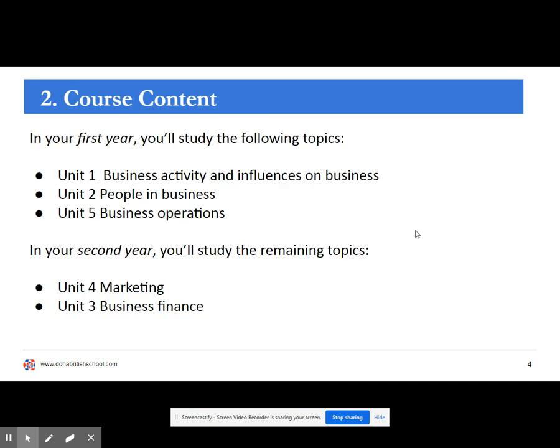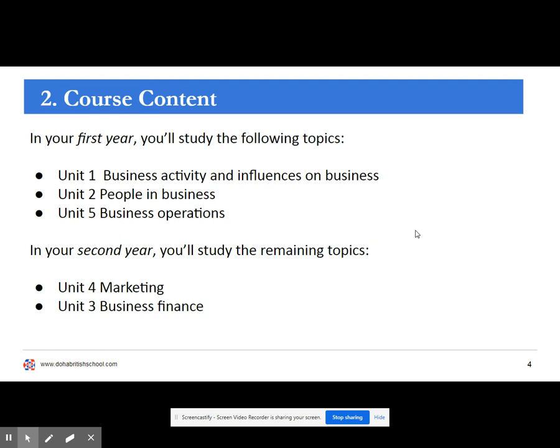Course content. In your first year, you will study the following topics. Unit 1, business activity and influences on business. This will be things like exchange rates, interest rates, where businesses choose to locate, and forms of ownership. In Unit 2, we will look at people in business. This will be things like recruitment, training, and motivation. In Unit 5, business operations. This will be things like technology in business, economies and diseconomies of scale, and quality.